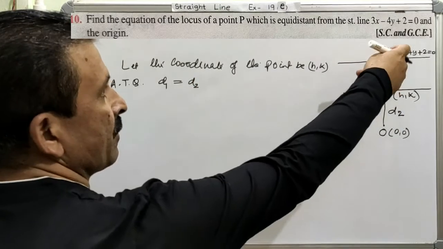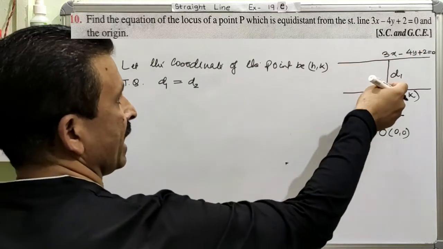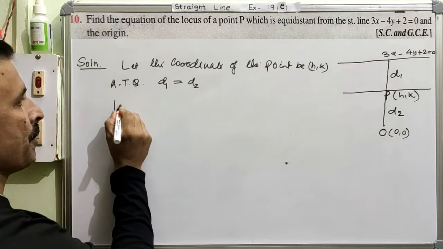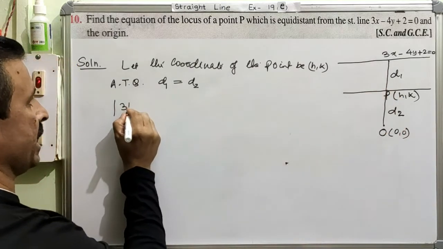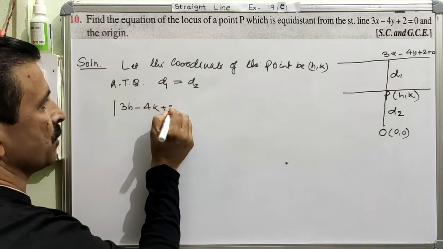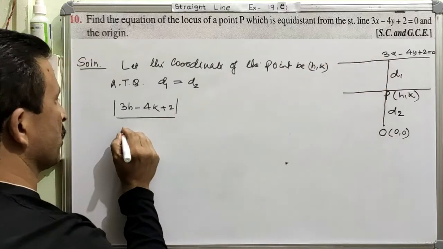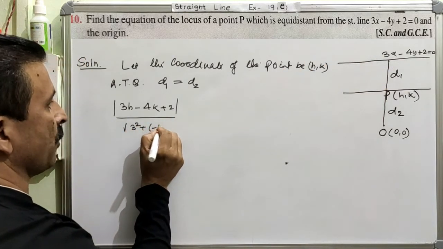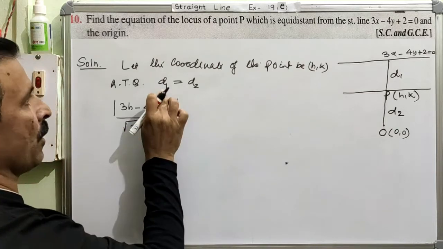So first of all, we will write down this value of D1, right? Using this line and then this coordinate. So we can say mod of 3x, and x is equal to h. So 3h minus 4k plus 2 divided by square root of 3 square plus minus 4 square. So this becomes the value of your D1.